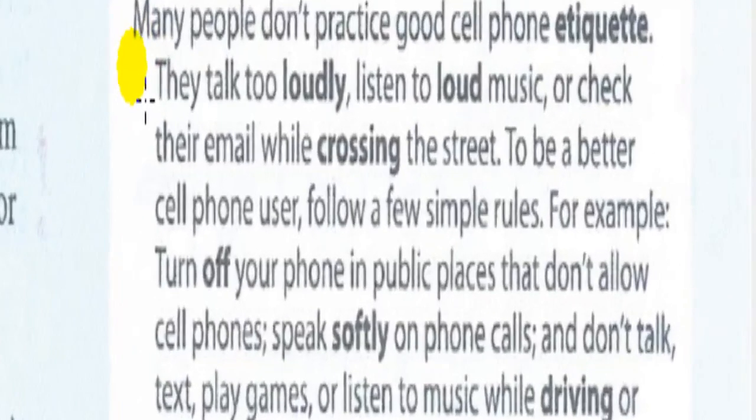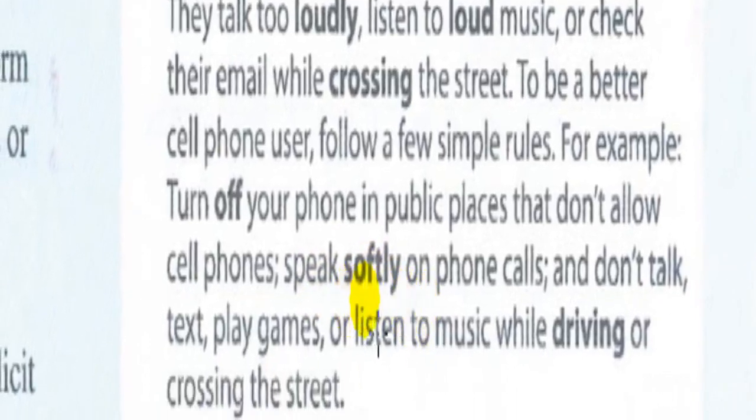Many people don't practice good cell phone etiquette. They talk too loudly, listen to loud music or check their email while crossing the street. To be a better cell phone user, follow a few simple rules. For example, turn off your phone in public places that don't allow cell phones. Speak softly. The T can be silent here between two consonants. Speak softly on phone calls and don't talk, text, play games, or listen to music while driving or crossing the street.